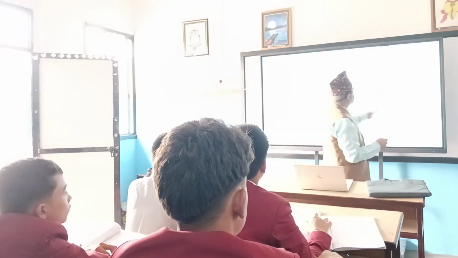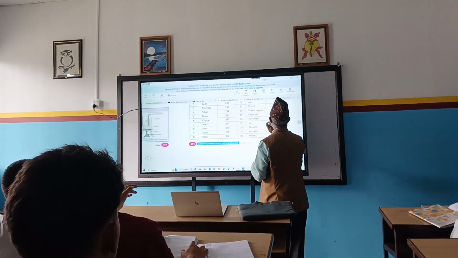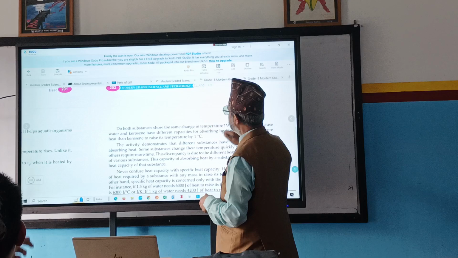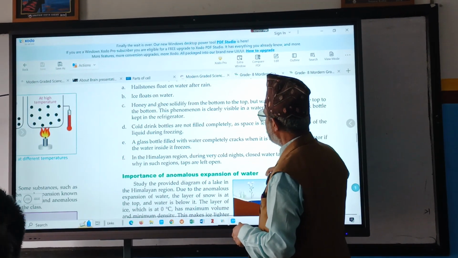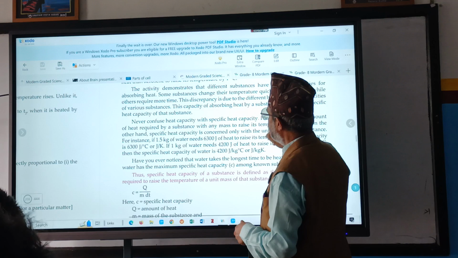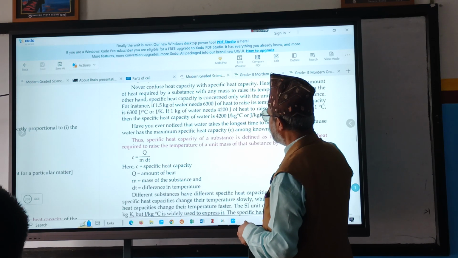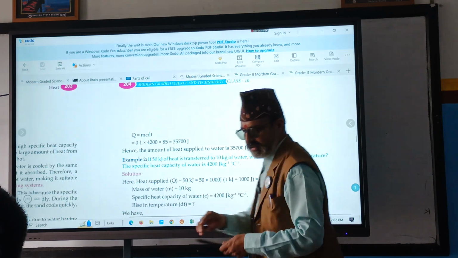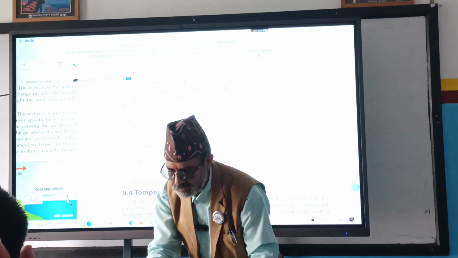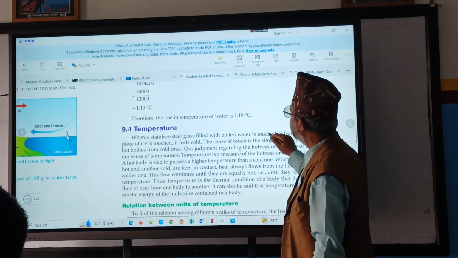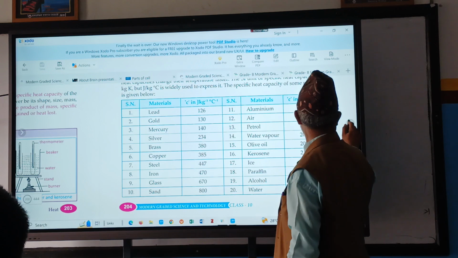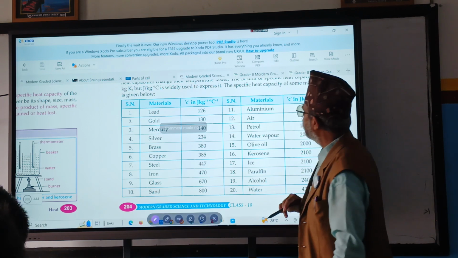Here is one chart. See here. Here are some solids, liquids and also gases. Some are in solid state, some are in liquid state, some are in gaseous state. Here is one chart. It hasn't come? Oh, it has come. Good. Now control this and do it.